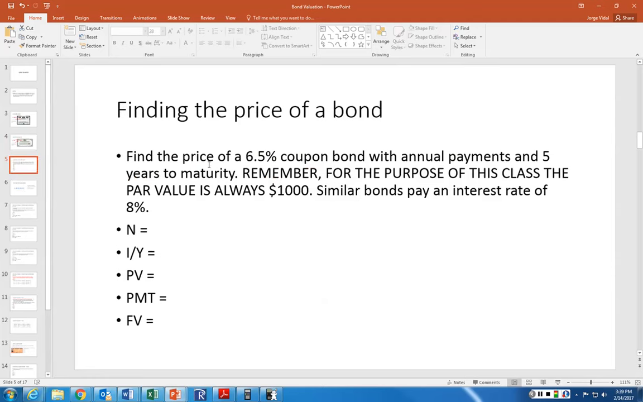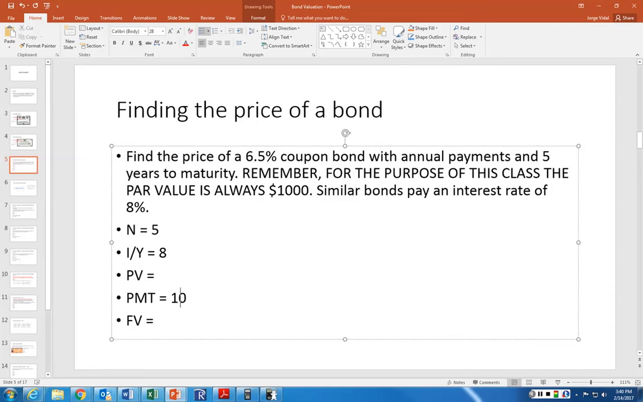So let's do one bond. It's a 6.5% coupon bond. It makes annual payments, 5 years until maturity, par value 1,000, and similar bonds pay 8%. So the price will be N equals 5 payments, 1 per year. The IY is the 8% or YTM or required rate. You're looking for the present value. The payment is $1,000 par value times coupon rate 6.5% equals 65, and future value always 1,000.